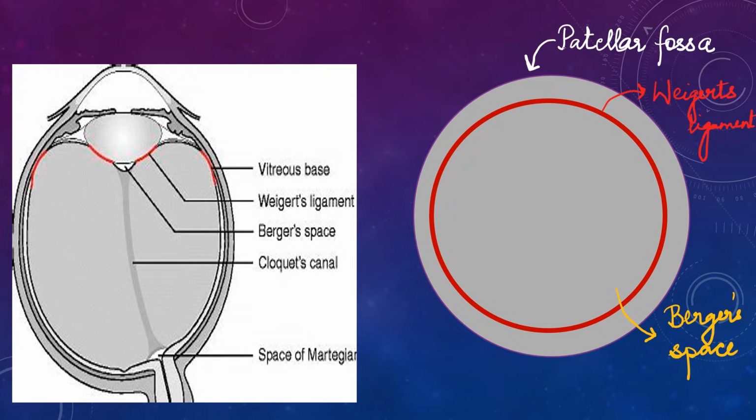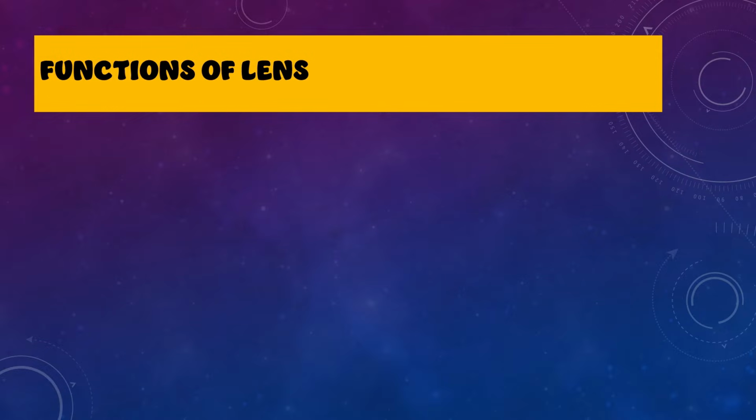So you basically have your patellar fossa, which is represented here in the gray color. The lens is nicely sitting in the patellar fossa. Now, along a circular margin where the Wiegert ligament is present, the lens is firmly attached, and in between that Wiegert ligament, the lens is loosely present in a space. So there's a space where the Wiegert ligament is not attached, and that space is called the Berger's space.